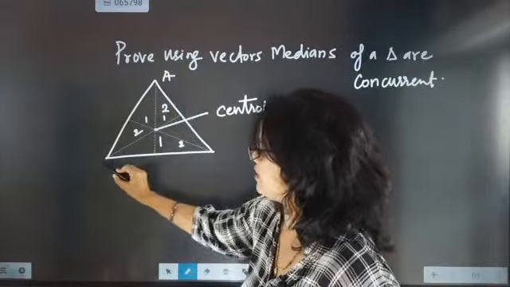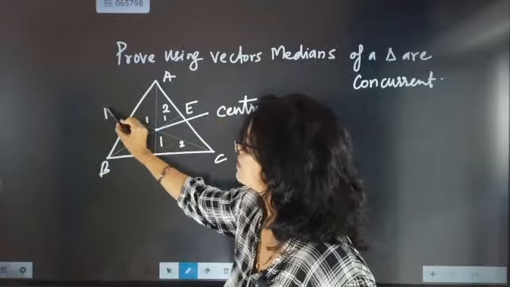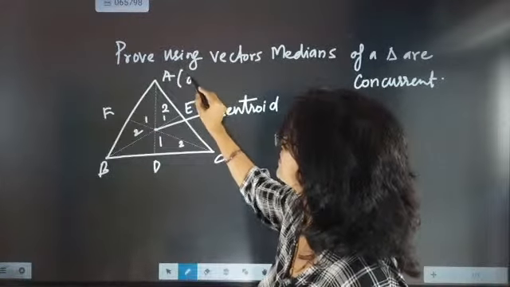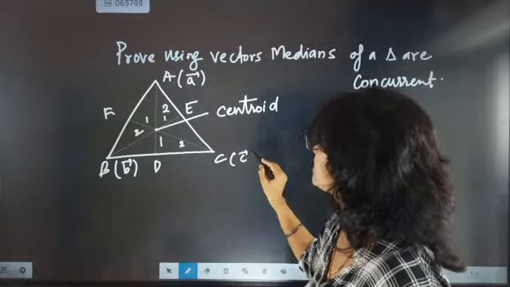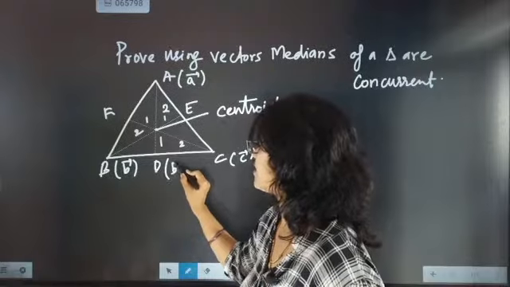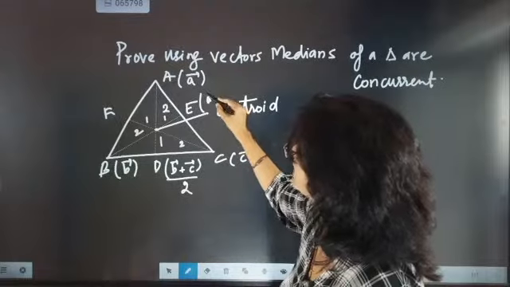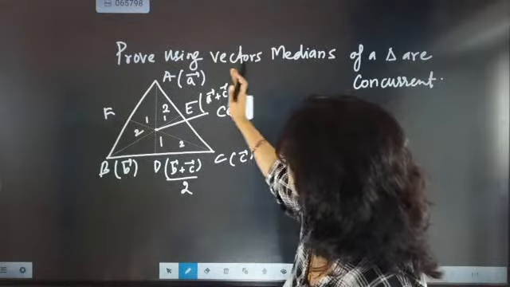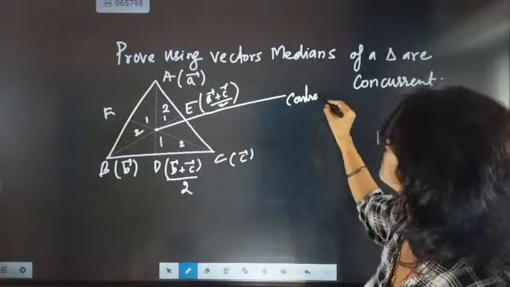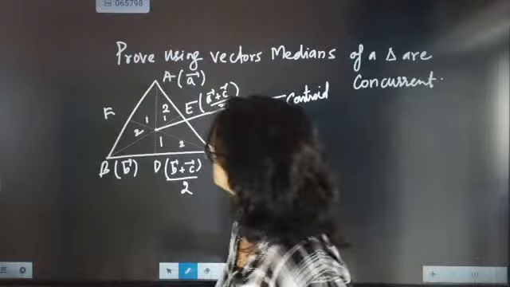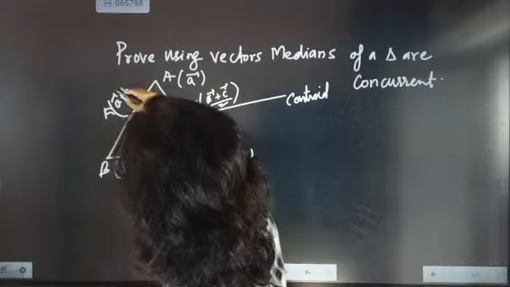Now we will be writing A, B, C, D, E, F. A will become A vector, B will become B vector, C will become C vector. Now D will become B vector plus C vector divided by 2. E point will become A vector plus C vector divided by 2. And F point will be A vector plus B vector divided by 2.